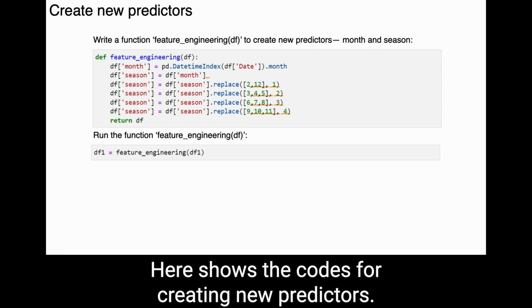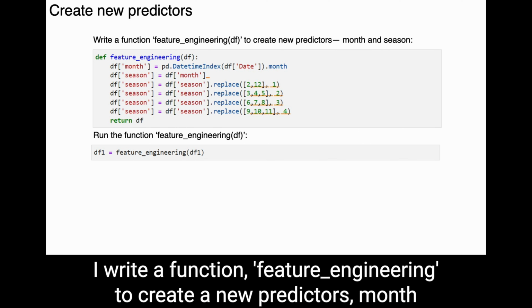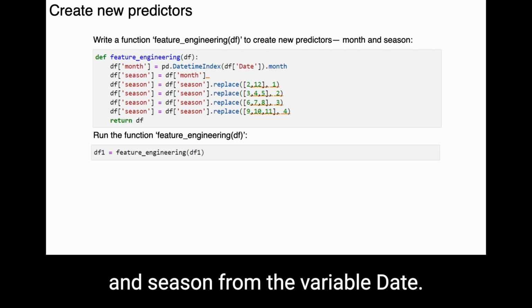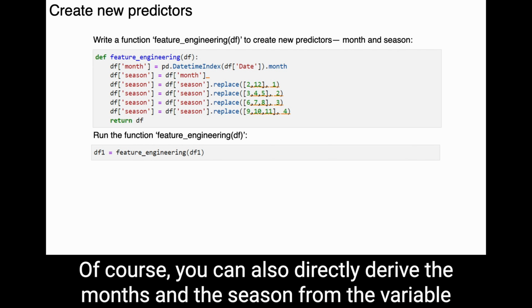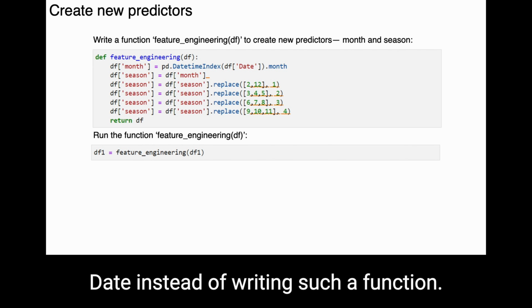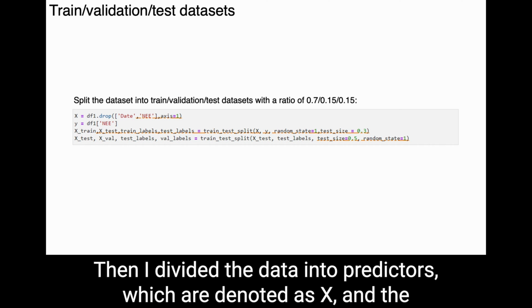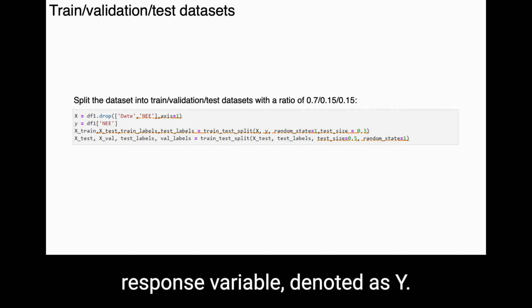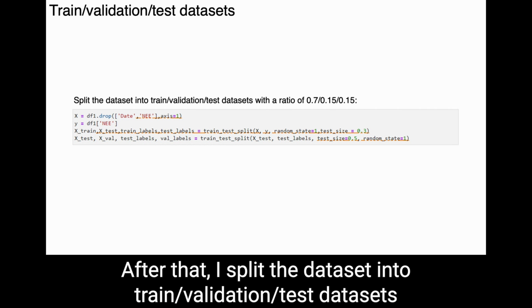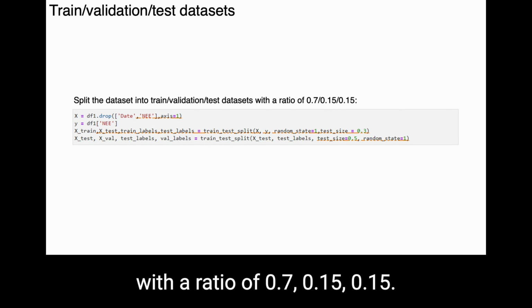Here shows the codes for creating new predictors. I write a function, feature engineering, to create new predictors, month and season, from the variable date. Of course, you can also directly derive the month and the season from the variable date instead of writing such a function. Then, I divided the data into predictors, which are denoted as X, and the response variable, denoted as Y. After that, I split the dataset into train, validation, test datasets with a ratio of 0.7, 0.15, 0.15.